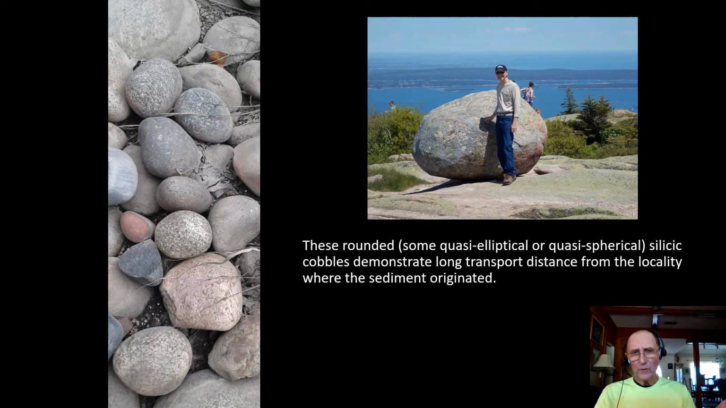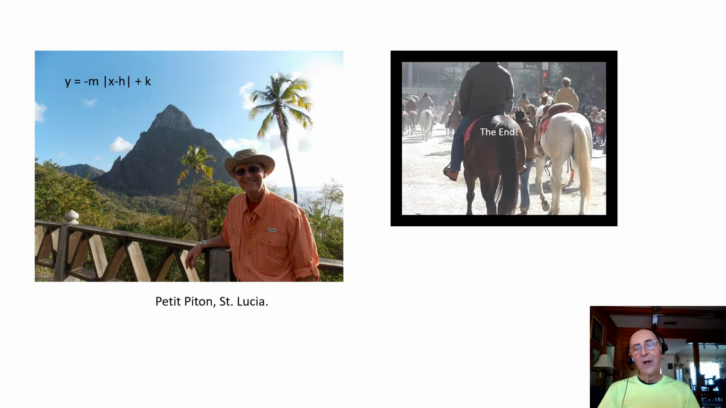Where else in nature do we find quasi-elliptical shapes? Well, for example, in clastic sediment that has been transported. Here you see some quasi-elliptical cobbles, even a boulder. Well, I hope that I've been able to make my point.